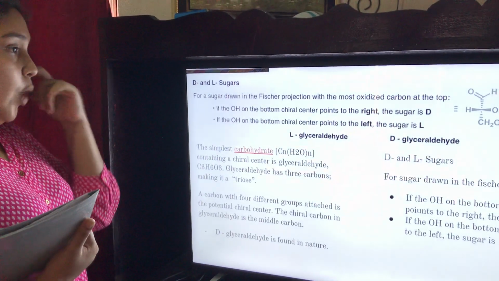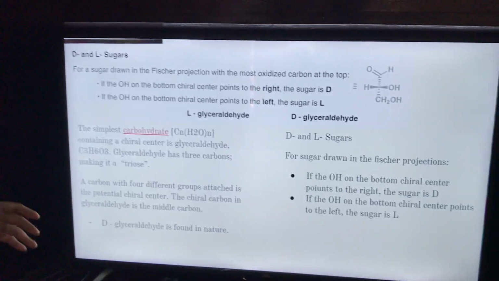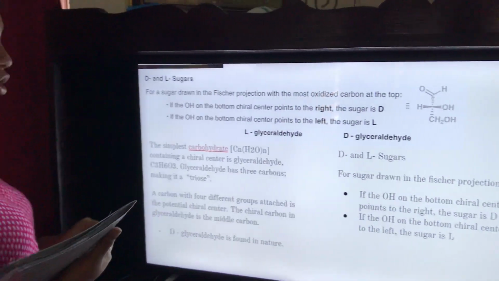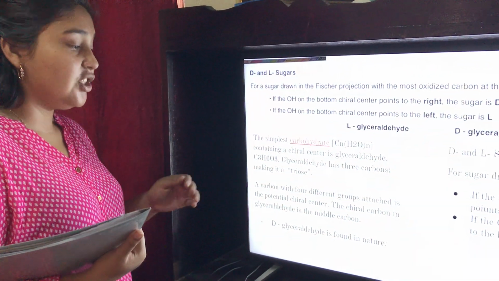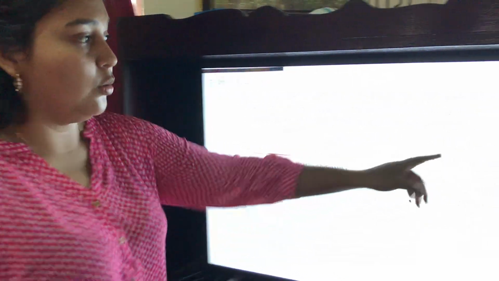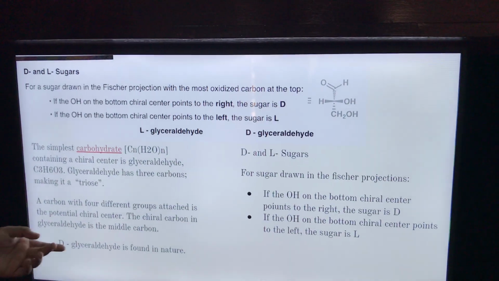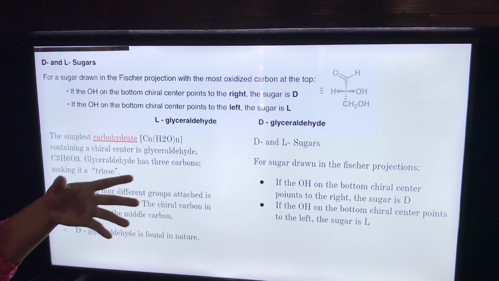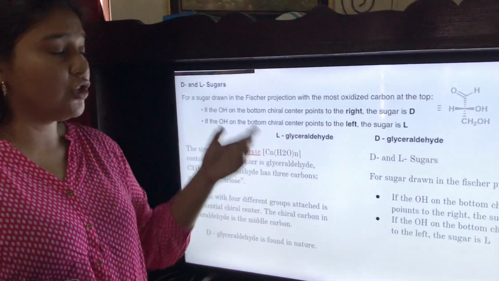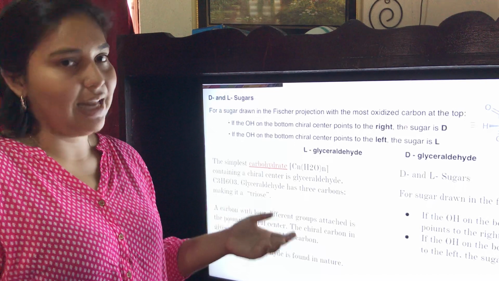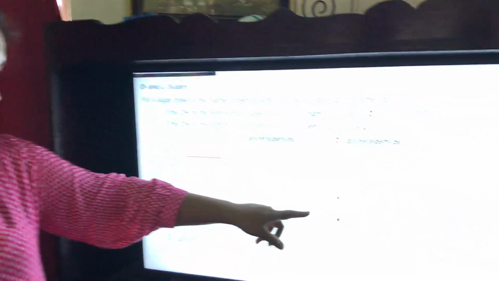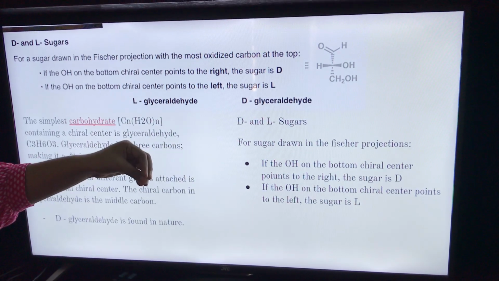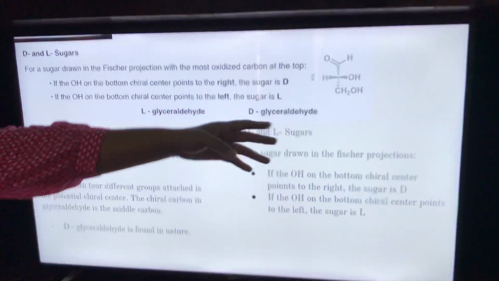So what is a chiral center? A chiral carbon is a carbon that has 4 different groups attached to it. So the chiral carbon in glyceraldehyde is the middle carbon, which is this carbon. And when we talk about D-glyceraldehyde and L-glyceraldehyde, D-glyceraldehyde can be found in nature naturally, and usually L forms of sugars are synthesized within the labs. And then here is just explaining the chiral center and how if the OH on the bottom chiral center points to the right, it is a D, and it just repeats exactly what I just explained.